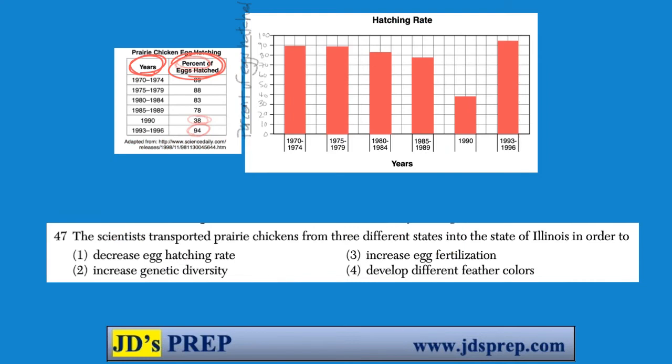And last, the scientists transported prairie chickens from 3 different states into the state of Illinois in order to increase genetic diversity. That is straight from the blurb that we were given at the beginning. Interesting to note is that the addition of those other prairie chickens happened in 1992, which is in here, and we can see that there was a big increase in the percent of eggs hatched, which indicates that indeed that helped.